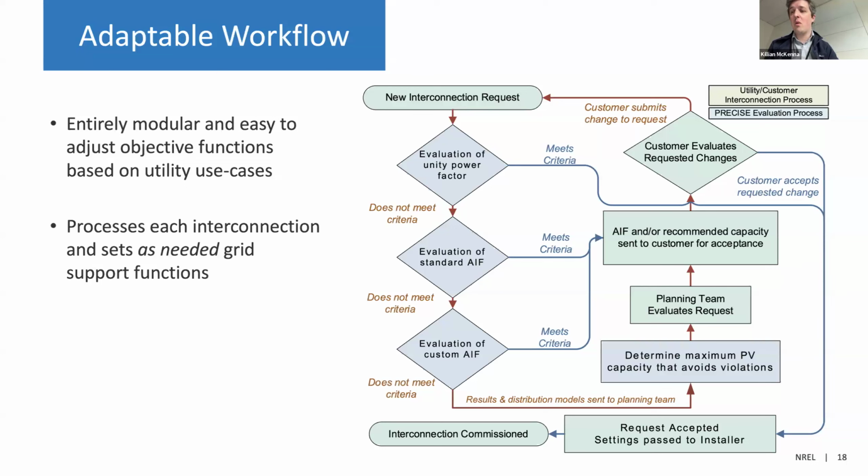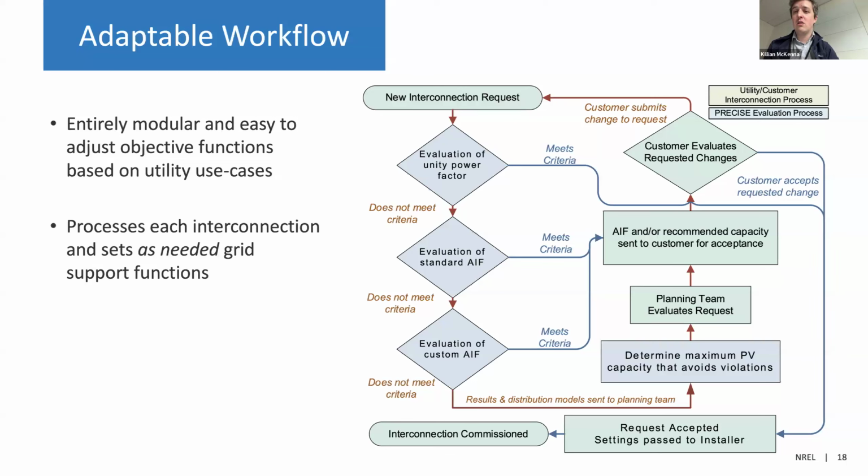Essentially looking at a scenario where we're requesting more VAR support from the customer. If that doesn't meet criteria, then we start to look at a scenario where we determine the maximum PV capacity that would avoid violations. And then that data is sent over to the planning team with Sheikh and the rest of his team, where they can make decisions in terms of offering the customer an option where a PV capacity that would avoid violations, or working with the customer on potential grid upgrades and exploring those options.